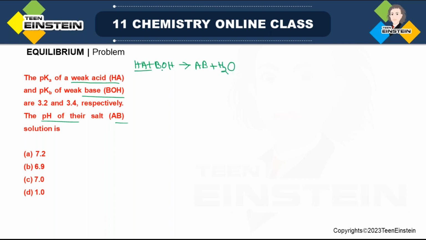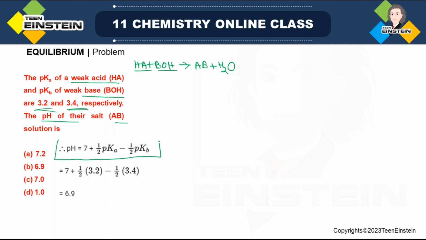The pKa value for this acid is given, and for the base is also given, both are weak. So these are the values. Now remember the formula for hydrolysis of a salt made from a weak acid weak base combination. That formula we have to use is 7 plus half (pKa minus pKb). Just put these two values and you will get your answer. Simple. So this is the formula that we have to use for pH.